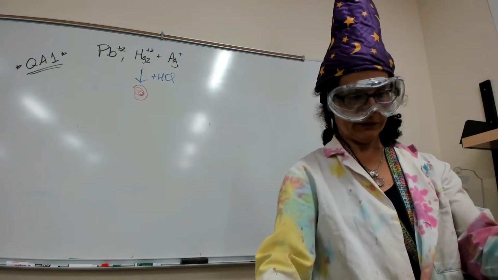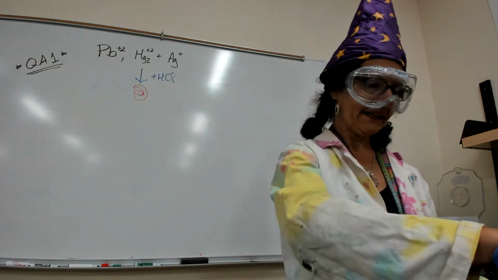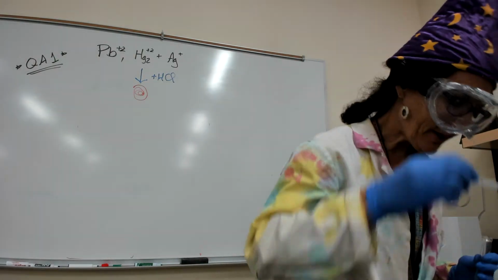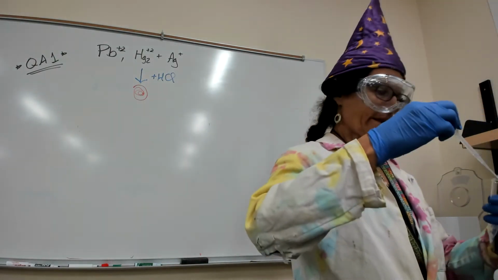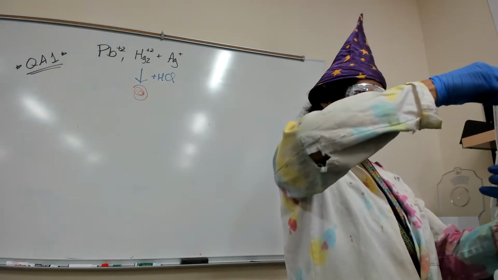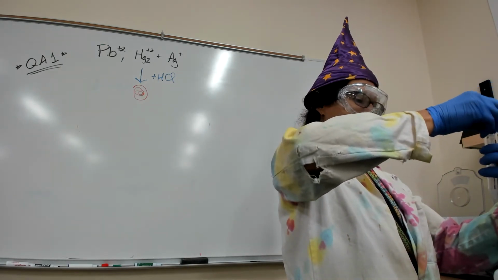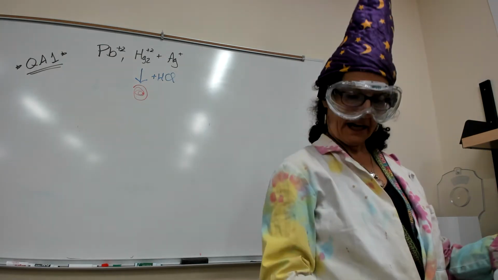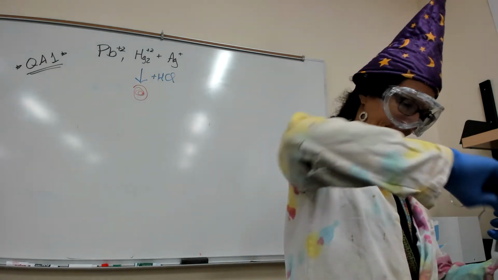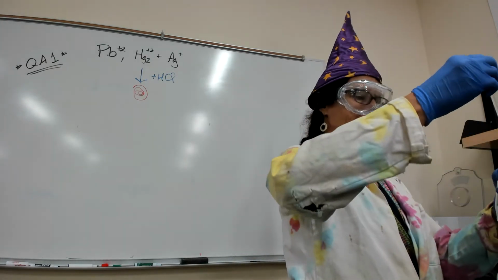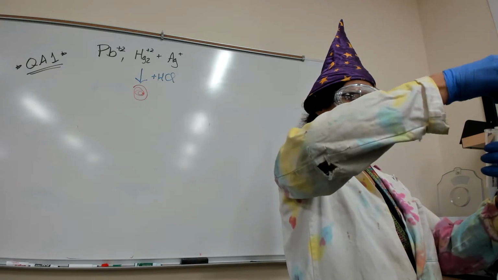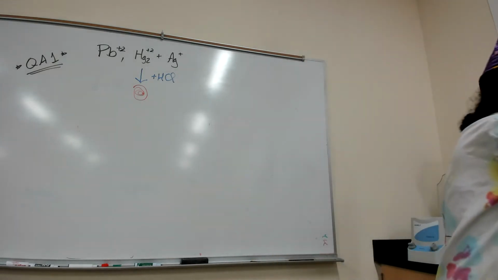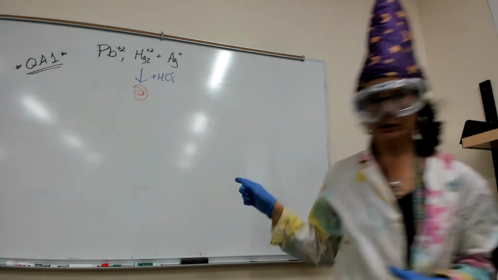So let's go ahead and fill out our flow chart. Actually, we're going to do the next step, which is we're going to add a little bit of water. Clean pipette. And we're going to mix. And another clean pipette for our other sample. And we'll get our precipitate all in there, and we're going to put it in hot water for 2 minutes while we work on the flow chart.